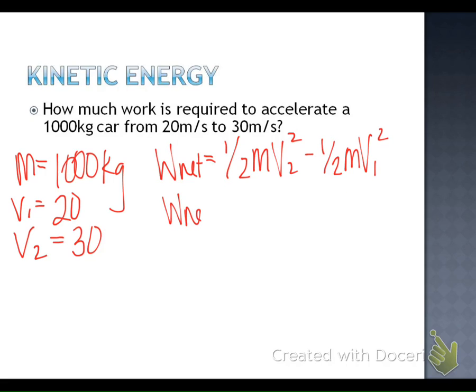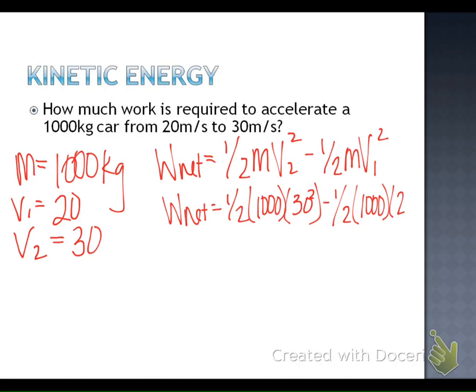So for our net work, we'll take 1/2 times 1,000 times 30 squared, minus 1/2 times 1,000 times 20 squared.